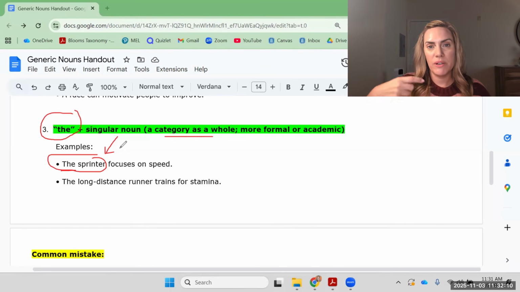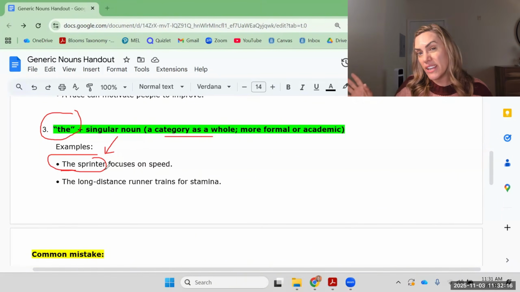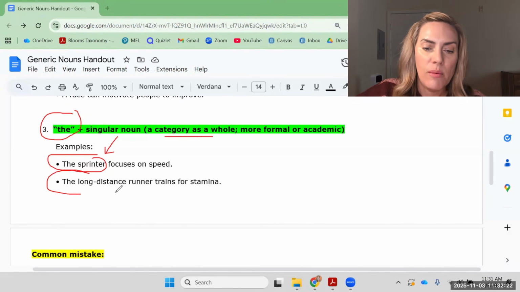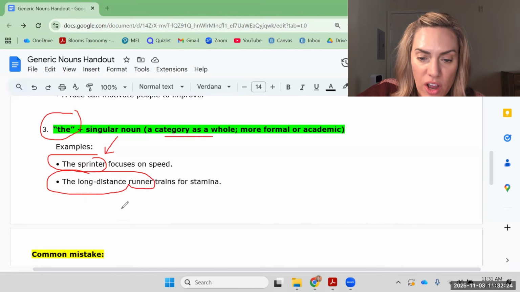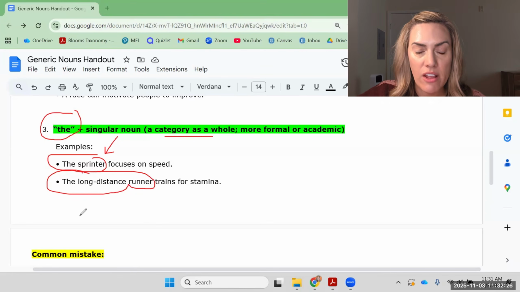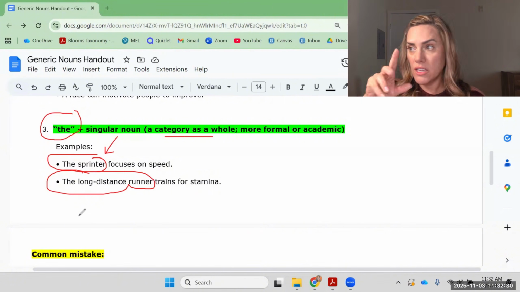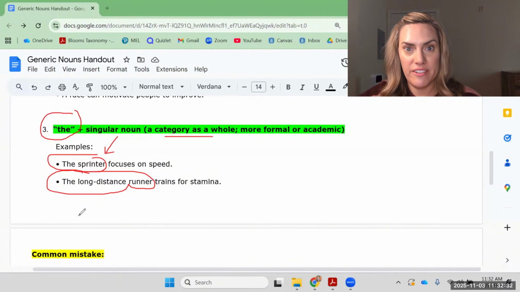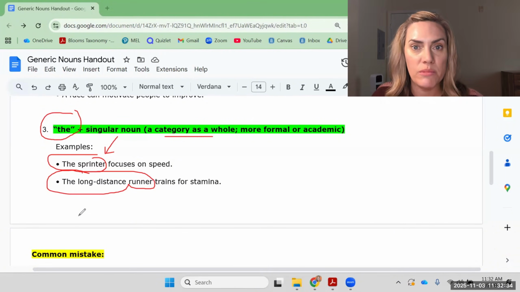I could say a sprinter, one sprinter, two sprinters, three sprinters. So it's okay to say the sprinter. And I'm speaking in general about the group of sprinters. In general, any group, any sprinter. Or the long distance runner. Runner's the singular countable noun. The long distance runner. I'm not talking about one in particular, right? You don't know which one I'm talking about. I'm speaking about the category.